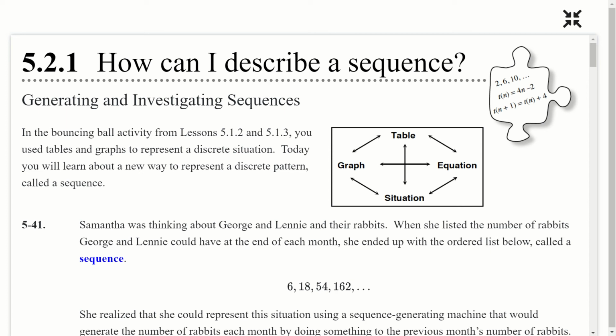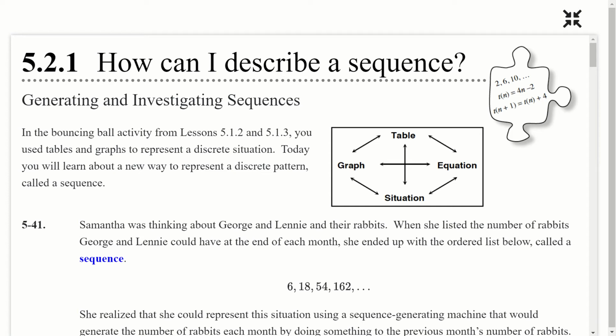Good morning, class. Today we're shifting into 5.2, the point twos, and today's title is How Can I Describe a Sequence? So first of all, that's a question. What is a sequence? Hopefully by the end of the day we'll know and we'll start to figure out how to write some rules for sequences. We're going to look at a bunch of them.